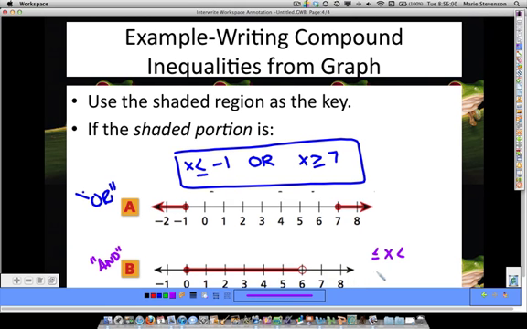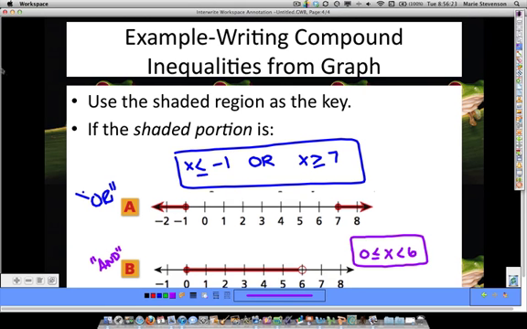Remember what I said about ANDs. They always have less than symbols on either side of X. They do not have greater thans. My lower bound is 0. My upper bound is 6. So that's it. That's all you have to do. Okay? So we're just going backwards here.